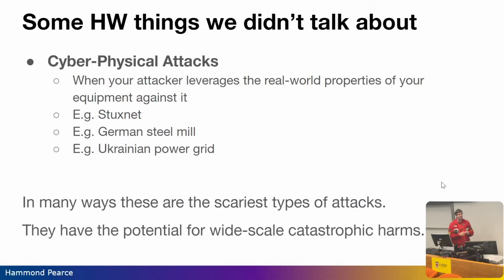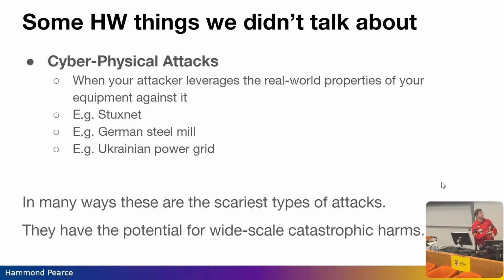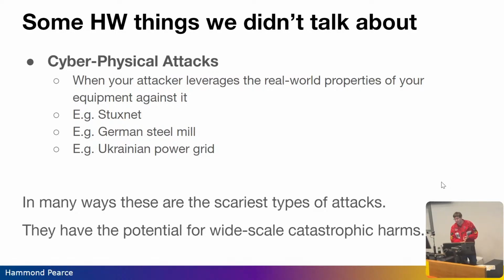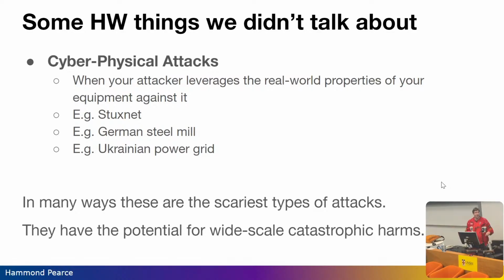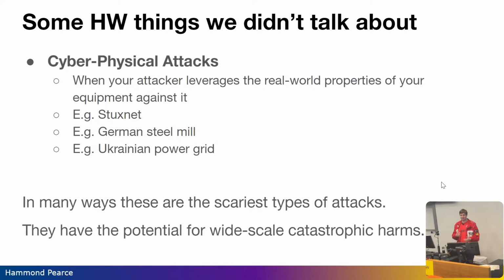We did not talk much about cyber-physical attacks, which are a crossover between hardware security and operational technology security, so industrial systems security. This is where the attacker leverages the real-world properties of your equipment against it. So attacks like Stuxnet, the German steel mill, where hackers melted a whole steel mill, or the Ukrainian power grid, which happened near the beginning of the war between Ukraine and Russia, where hackers, probably Russian hackers, took out quite a large portion of the Ukrainian power grid by compromising the control systems of various components.